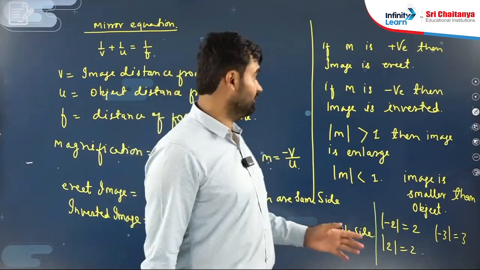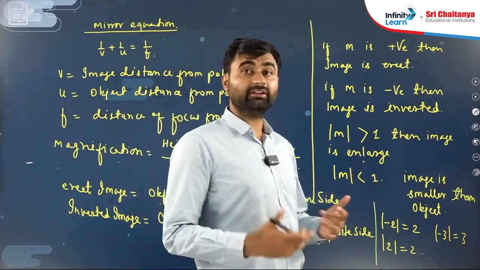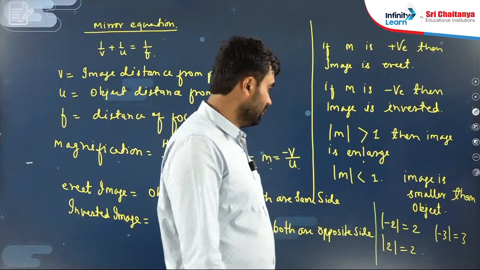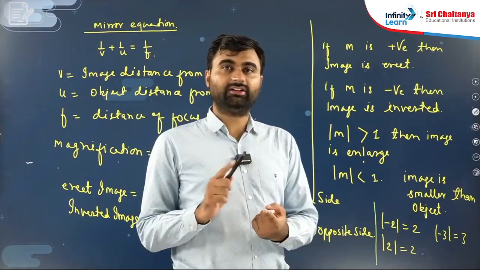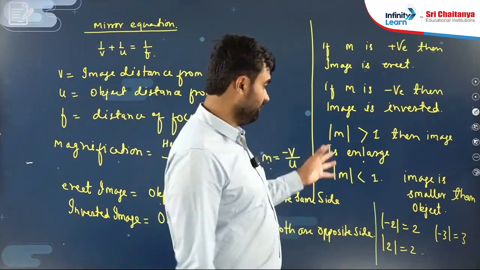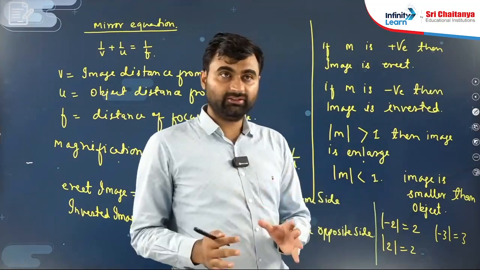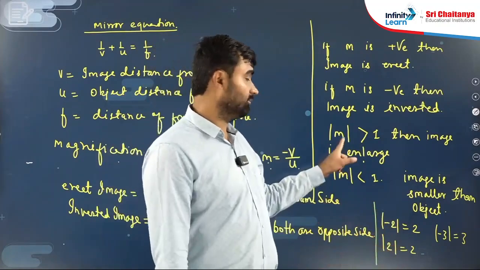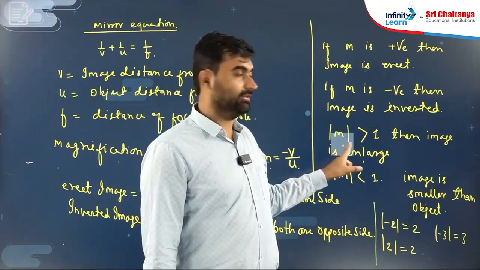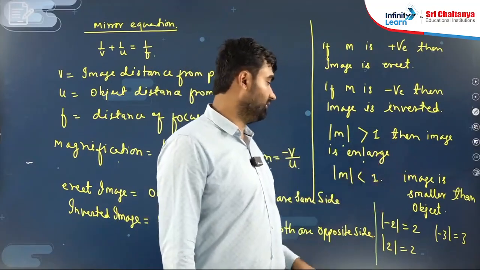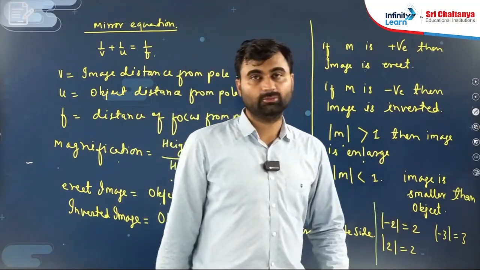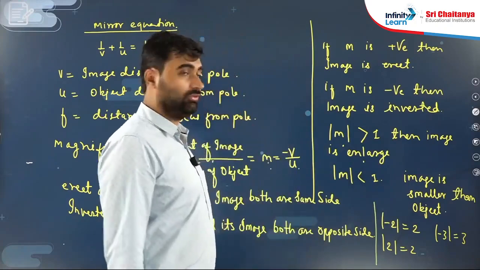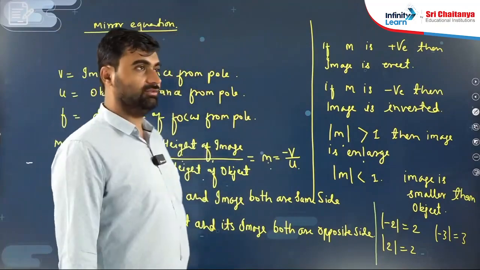We can say enlarged, here we can say magnified. So we understood how to find erect and inverted image, and we discussed whether the image size is more than or less than the object. How to know? By using mod m. If mod m is greater than 1, then it is enlarged; if less than 1, then it is smaller. Now students, next. Yesterday we solved one question.